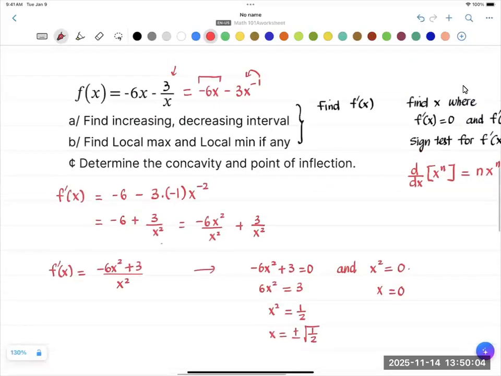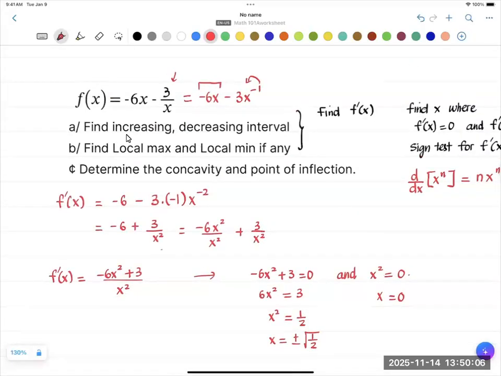So x equals 0 is where it's undefined, and that is also a value not in the domain. The domain is x cannot equal 0. So this value will not be a critical point, but it's okay to put it in the number line test. This is just an asymptote. So you will have an asymptote at x equals 0.